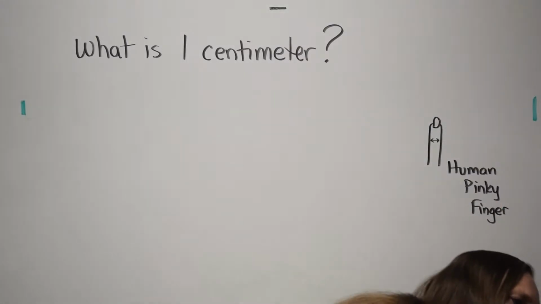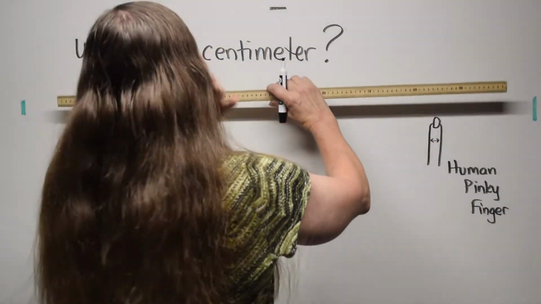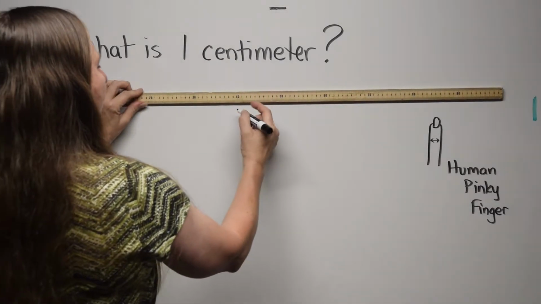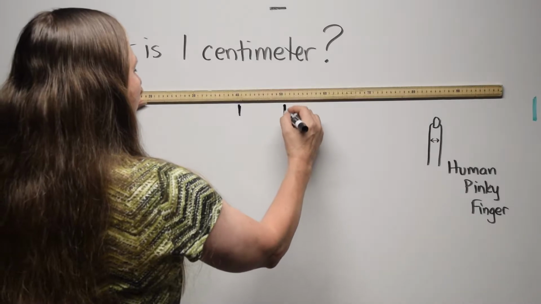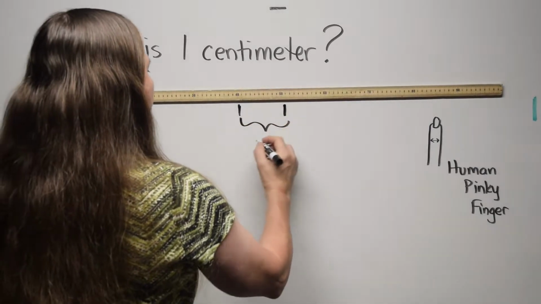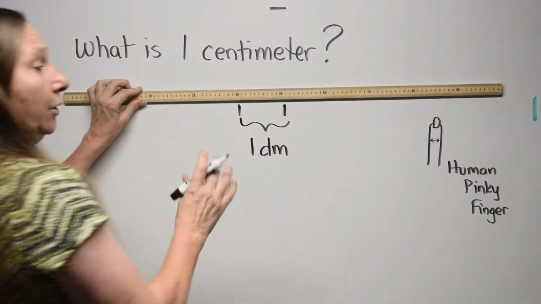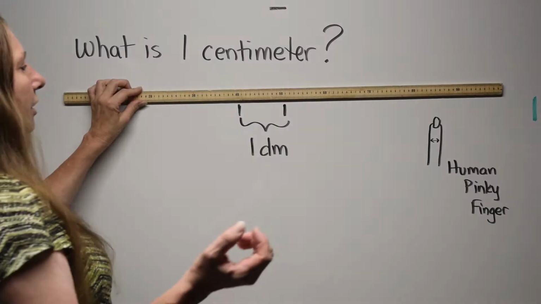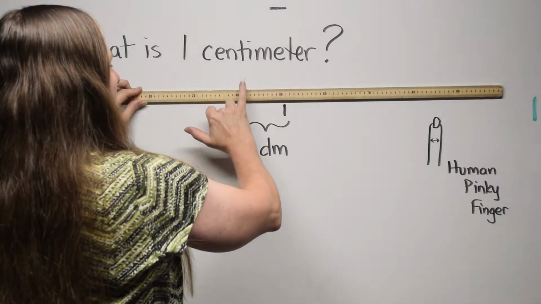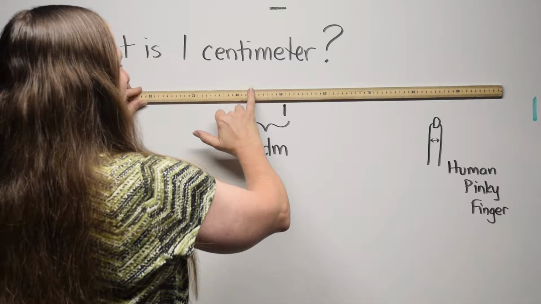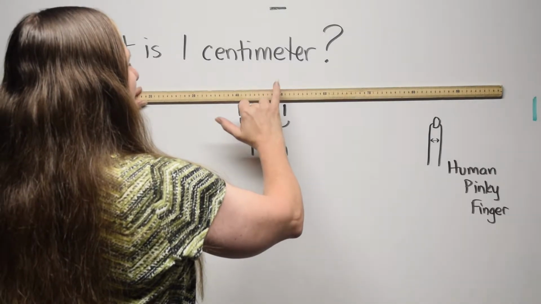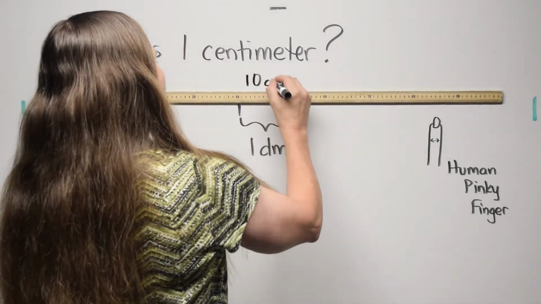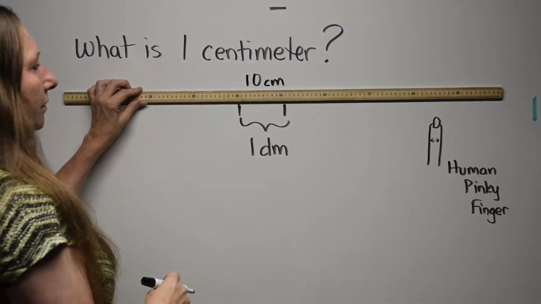So now let's look at how many centimeters there are in a meter. So here's the meter. Now 1 decimeter, we said that 1 decimeter was from here to here. That's 1 decimeter. And in 1 decimeter, let's see how many centimeters there are. 1, 2, 3, 4, 5, 6, 7, 8, 9, 10. There are 10 centimeters in 1 decimeter.